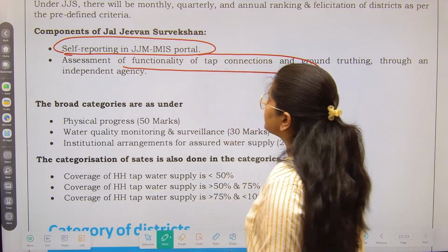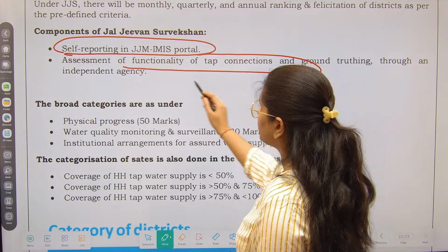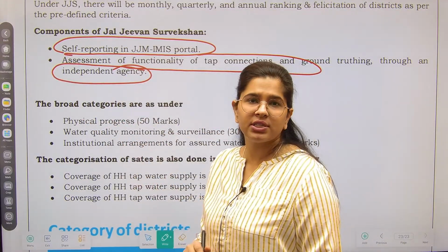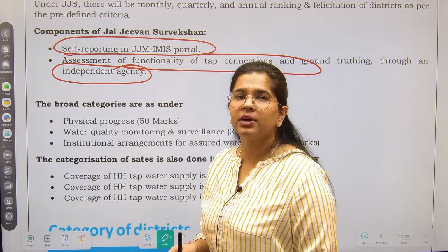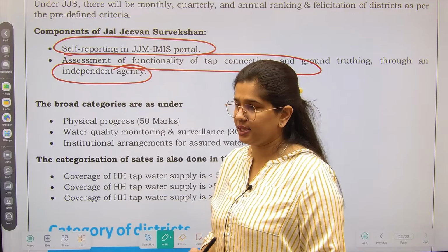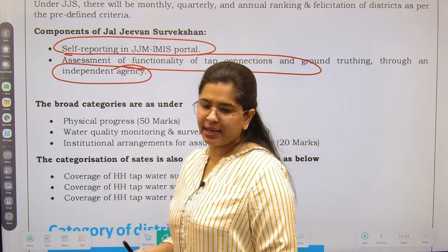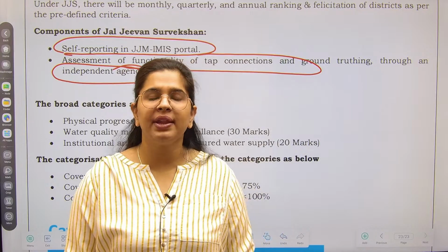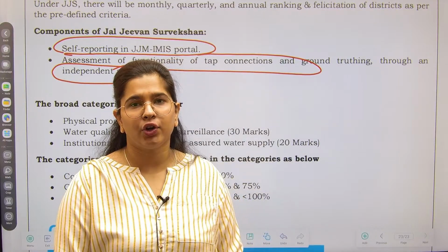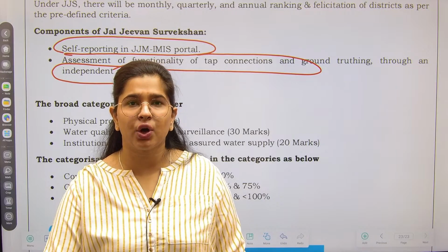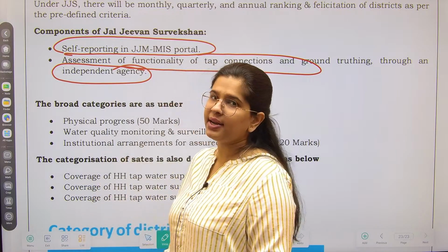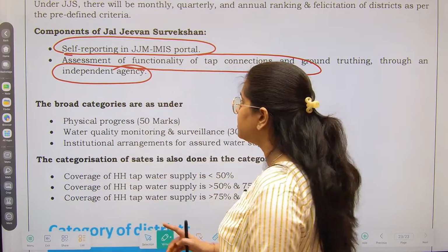Next thing is assessment of functionality of tap connections by independent agencies. So you have installed taps under Jal Jeevan Mission. Whether those taps are working or not has to be assured by an independent agency. Because until and unless your performance has been verified by an independent agency, it will not be validated in the eyes of the domestic as well as the international audience. So hence independent verification is crucial.